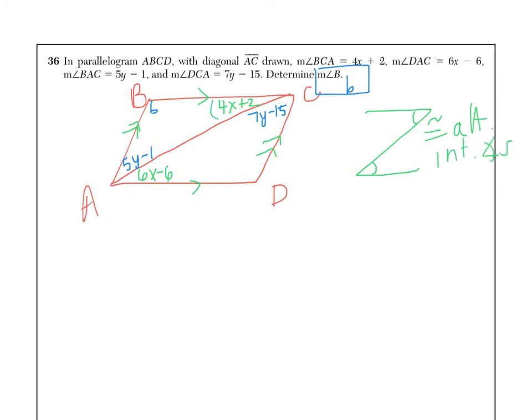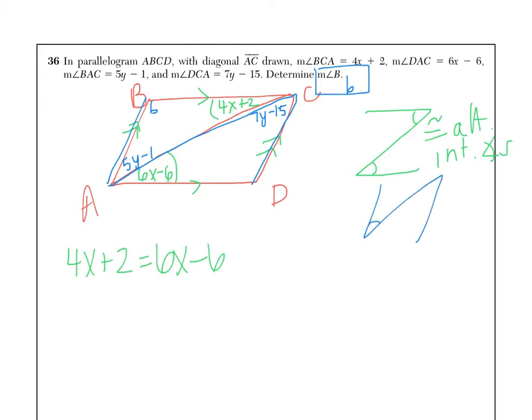So I can set these two expressions in green equal to each other. 4x plus 2 equals 6x minus 6. I can also do the same because if I look using the other pair of parallel lines, we have a Z going this way, giving me these two angles that are congruent. So now we have 5y minus 1 equals 7y minus 15.